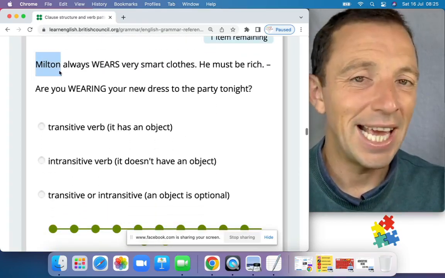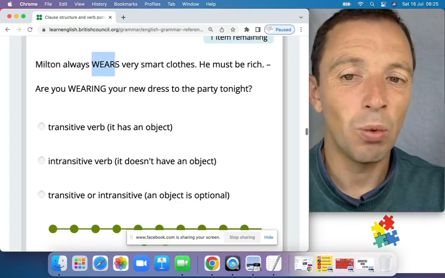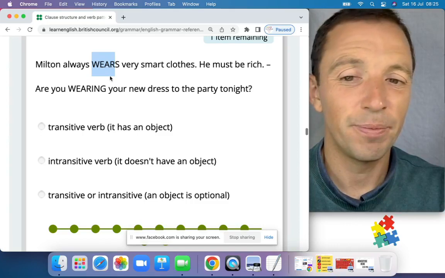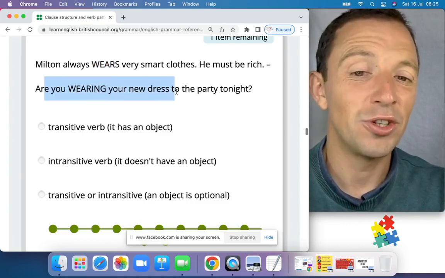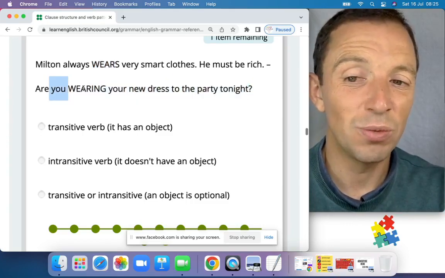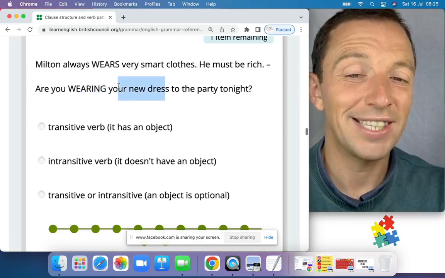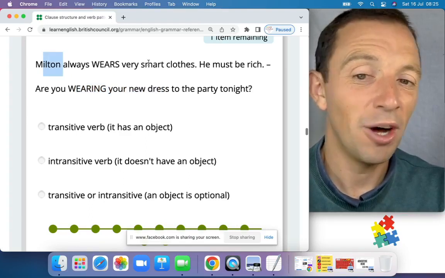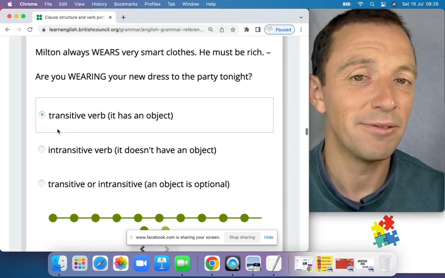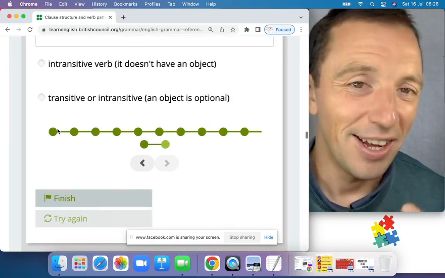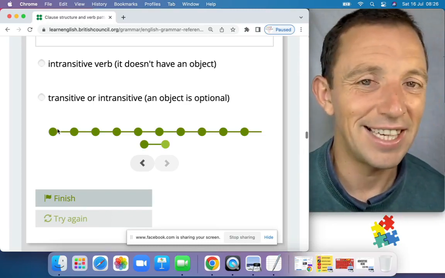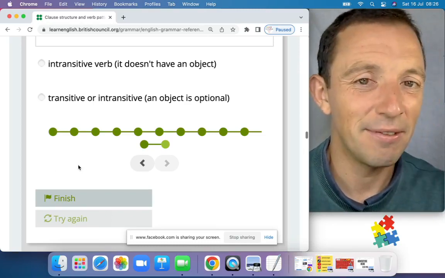Milton always wears very smart clothes. He must be rich. Question. Are you wearing your new dress to the party? So you is the subject, wearing is the verb. Your new dress is clearly the object. But in the first one, Milton is the subject. Object is very smart clothes. So that is transitive in my opinion. I think I might have a couple of mistakes, of course, but let's select the answers and check what the final result is.